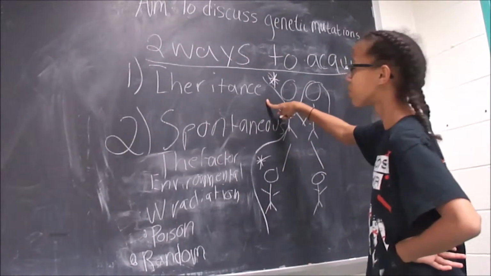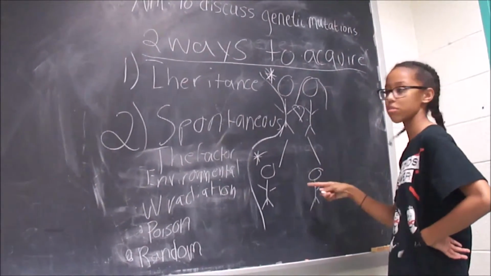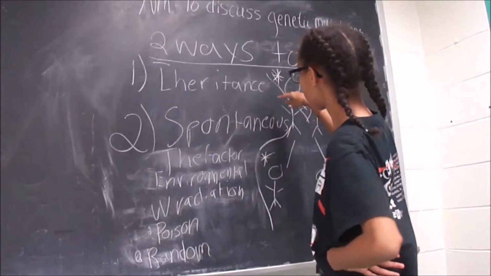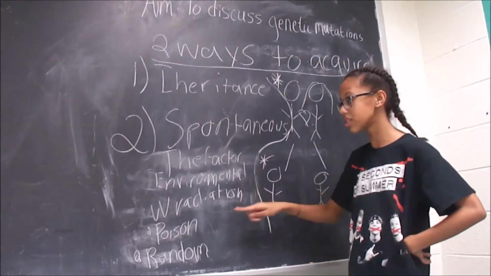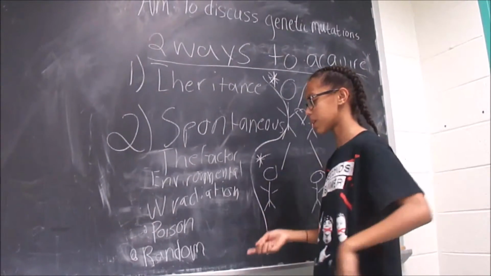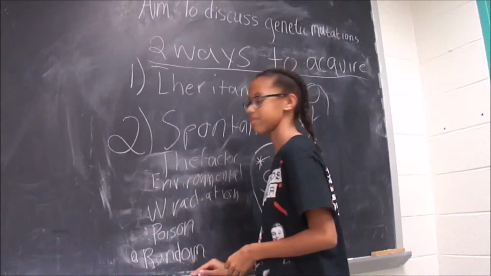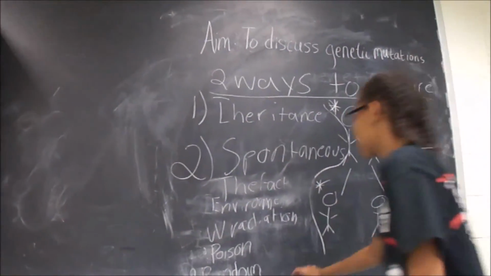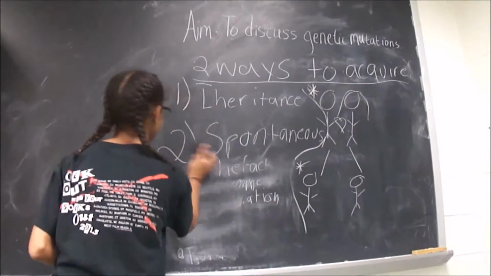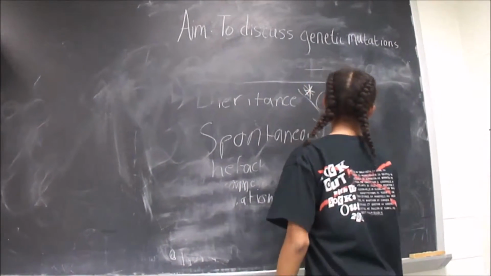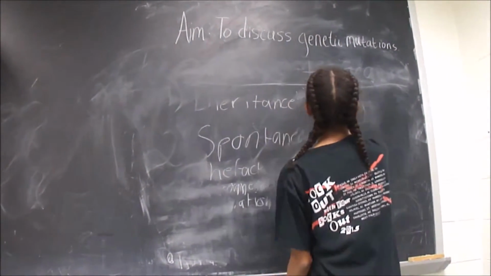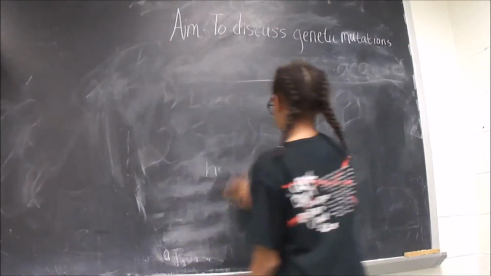Again, inheritance is when you get it from the sex cell of one of the parents, the DNA was there, or spontaneously, which can be caused by environmental factors such as UV radiation, poison, or it can just be completely random when making new DNA. Anyways, on to the next topic of genetic mutation. Now, we're going to talk about the types of genetic mutation, and later, the causes of those genetic mutations.